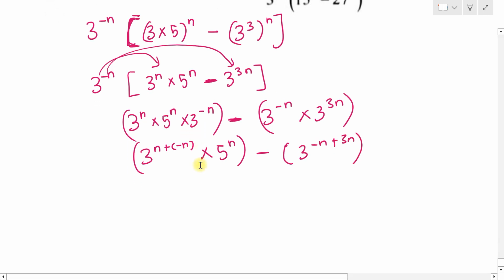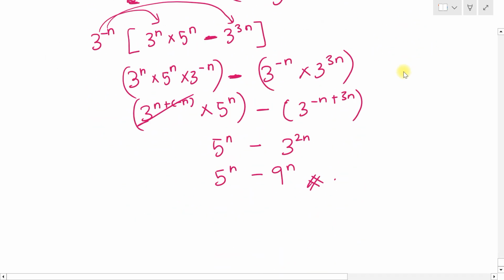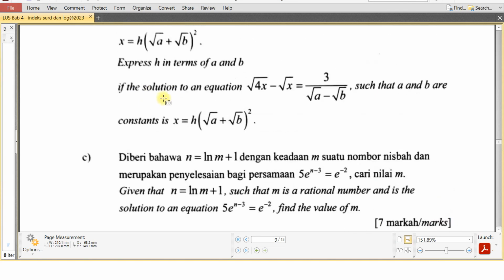So what do we get? n minus n is gone. 3 power 0 is 1. So 5 power n only here. Here, 3n minus n is 2n, and then 3 power 2 is 9. So you get 5 power n minus 9 power n. The answer is correct. Okay, next one.